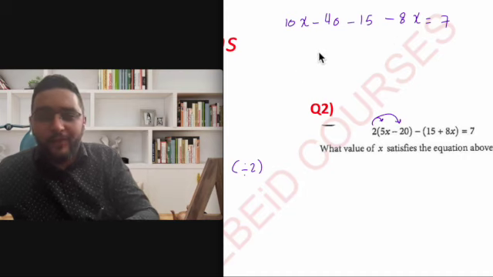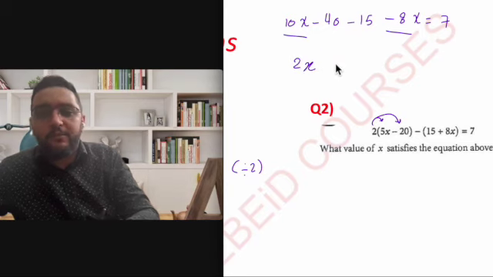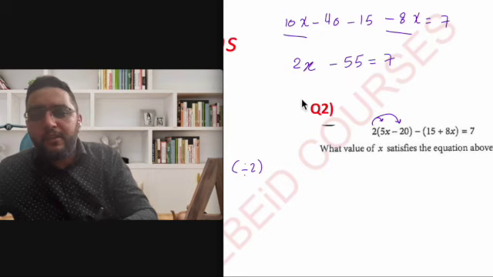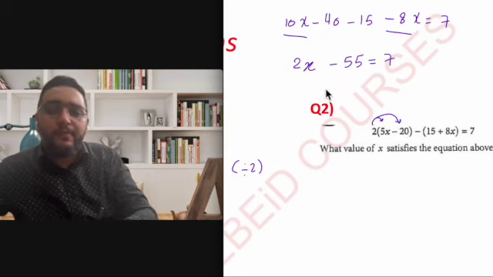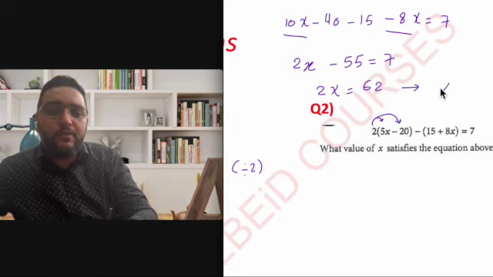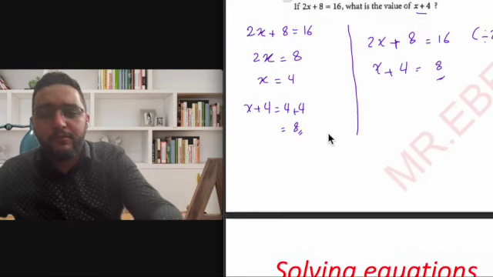Then we will add the like terms. We have 10x and negative 8x, where their total equals 2x, and negative 40 and negative 15, which equals negative 55, this is equal 7. Okay, we can add positive 55 to both sides, so we have 2x equals 7 plus 55, which equals 62. Then divide both sides by 2, so x equals 31. Easy question. Let's move to the next question.